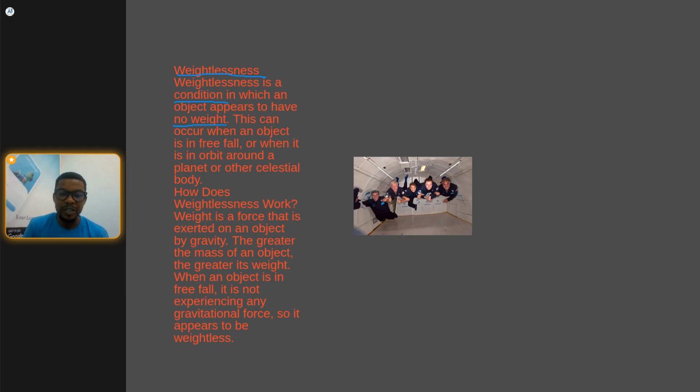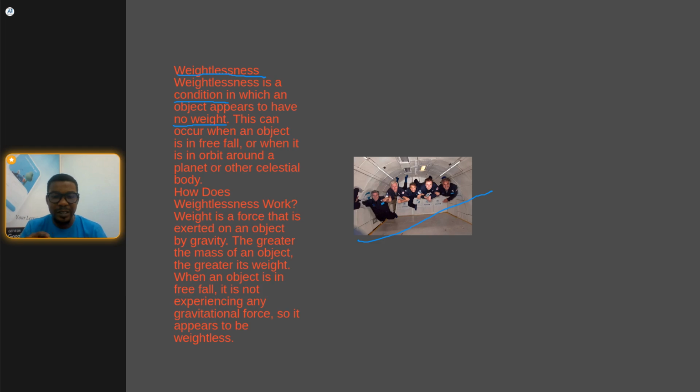All right. So now let's look at this diagram. We have the astronauts in their ship, or let me say the astronauts in their plane. And what you observe is that the astronauts are kind of floating. They are kind of floating inside the plane. All right, inside their plane, they are kind of floating.